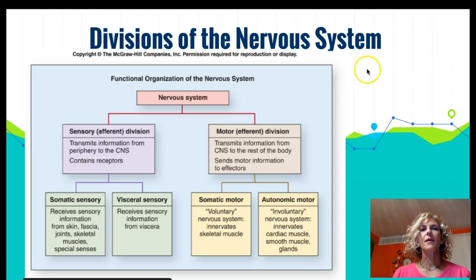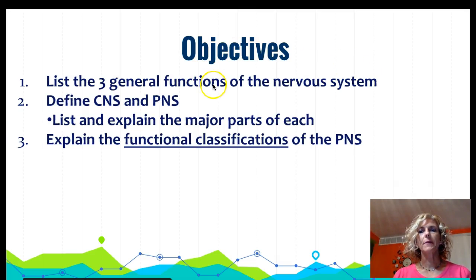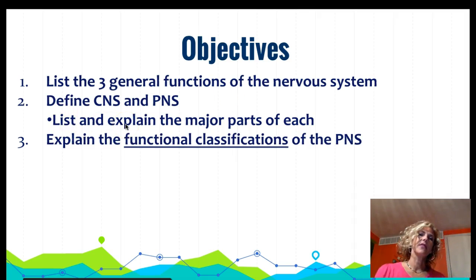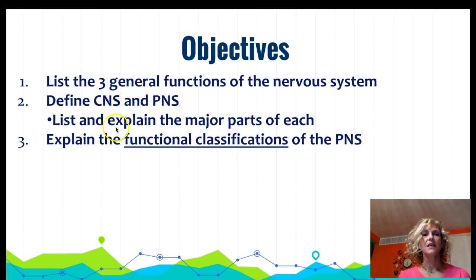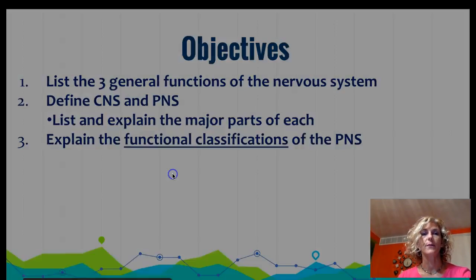So today we're going to talk about the divisions of the nervous system. We should be able to identify the three general functions of the nervous system. We should be able to identify what CNS and PNS stand for, central nervous system, peripheral nervous system. We should be able to list the structural components of each of those nervous systems, and we should be able to explain the functional classifications of the PNS in particular.